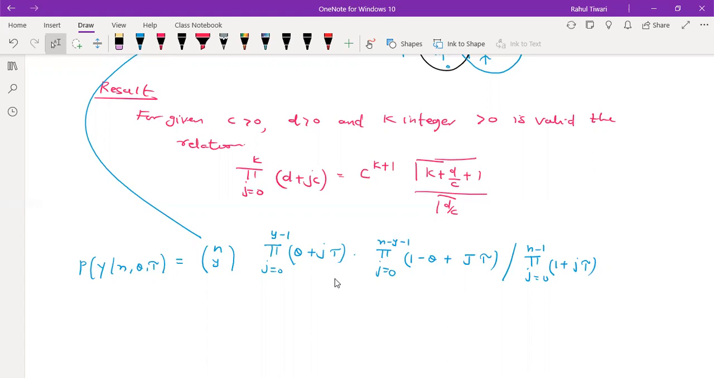Are you getting something here? Is anything making sense in this? So what happens if you substitute tau is 0 here, for example? So if you substitute tau is 0, what will you get? NCY, product j running from 0 to y, so it is theta into the product running from 0 to n minus y minus 1 of 1 minus theta, divided by, tau is 0, so it is the product j running from 0 to n minus 1 of 1. What do you get? Check.